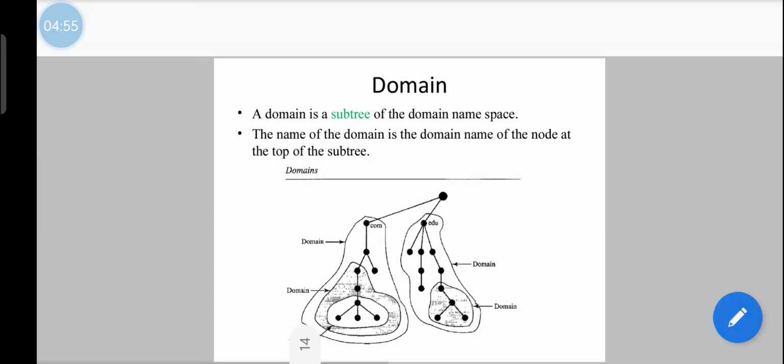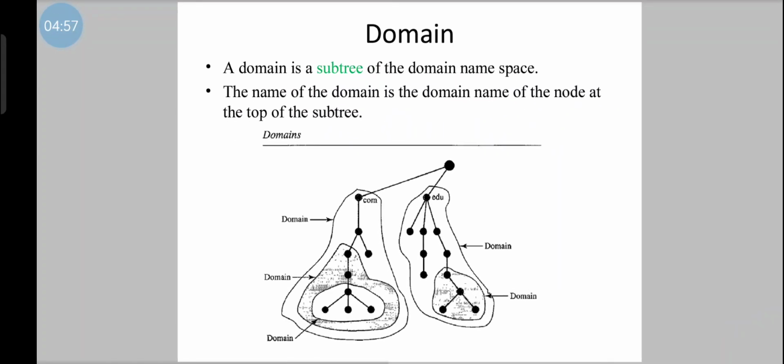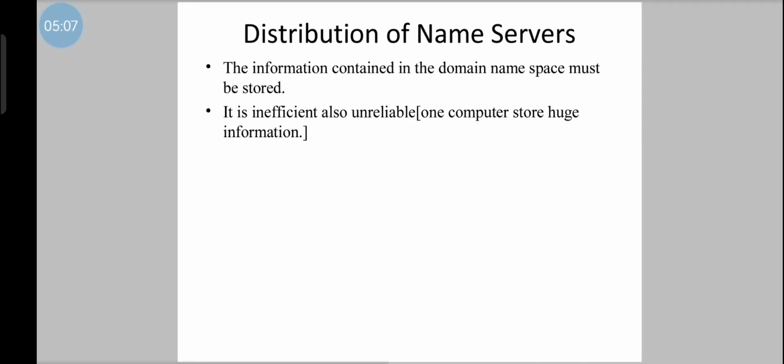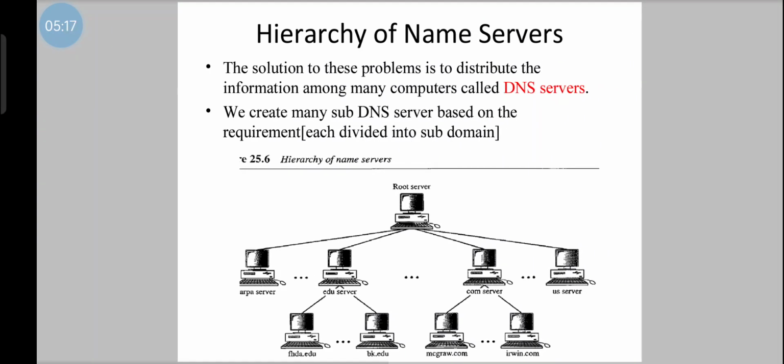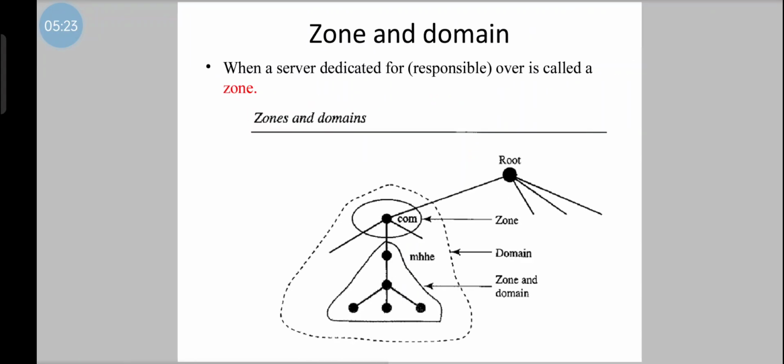A domain is a subtree of the domain namespace. So here you can see this is a domain, and there will be a zone file. Each and every zone will be maintained by the domain. Distribution of name servers: the information contained in the domain namespace must be stored. Storing it in one place is inefficient and also unreliable. So we are maintaining the hierarchy of namespace from the root server to the other servers, and automatically it will get subdivided.